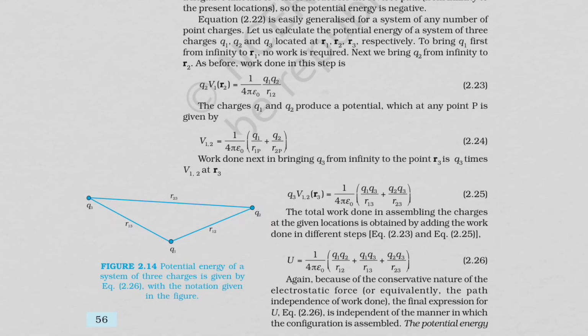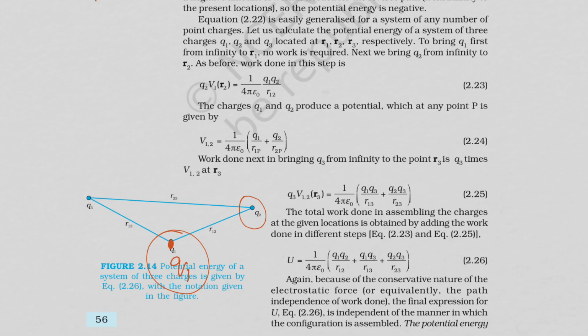To bring Q1 from infinity to this point, there is no work done. Why? Because there are no other charges, so there is no force exerted on Q1, so there is no work done. The moment we bring Q2 from infinity to this point, what will happen here? A force will be exerted by Q1 on Q2.